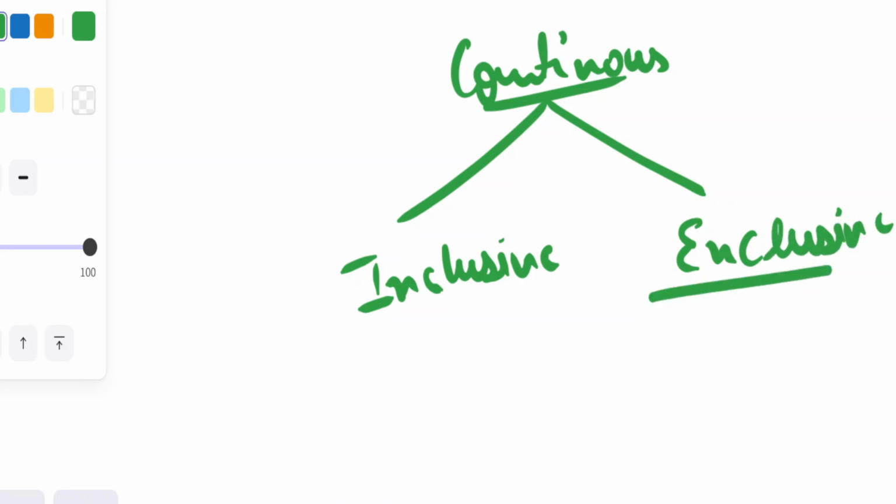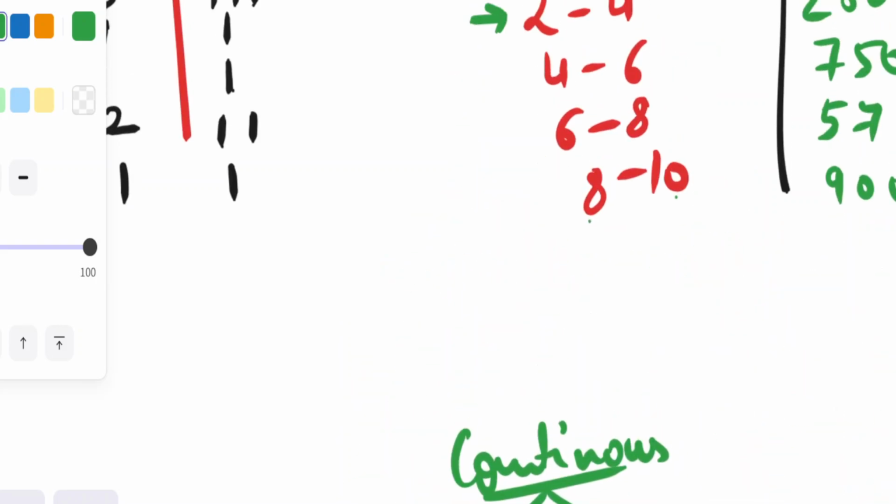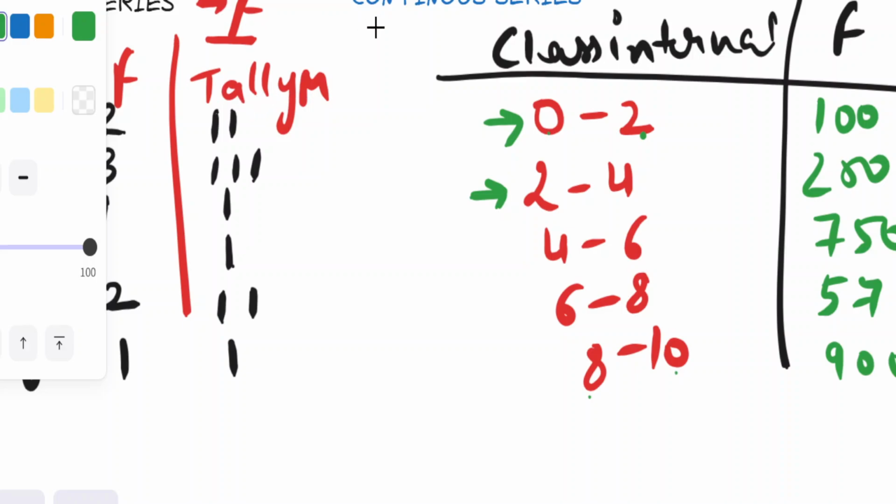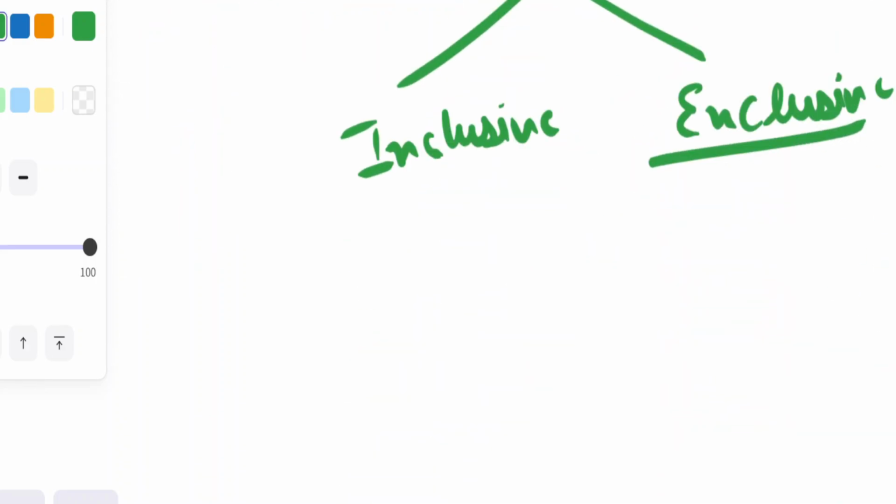right? Let's first try to understand this. There are two limits. This is known as a lower limit, this is known as an upper limit. Lower limit basically means if a student is getting 0 marks, they will fall under this category. If a student is getting 2 marks at the highest, that will be termed as the upper limit for this particular interval. But will it be added into this interval or not, we'll see in the two types of continuous series.